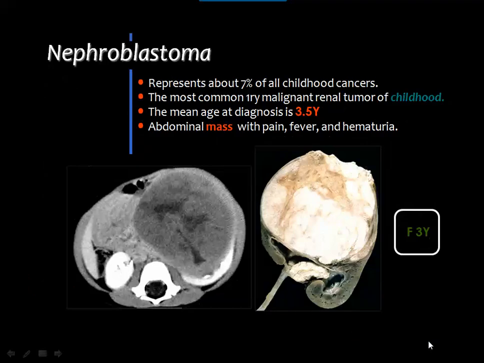Then we came to a solid lesion, which is seen in the pediatric age group, and this is Wilms tumor or the nephroblastoma. This represents about 7% of all pediatric cancers, and is the most common primary malignant renal tumor of childhood. The mean age for diagnosis is about 3.5 years, and the main presentation is by abdominal mass, and sometimes the patient is complaining of pain, fever, and hematuria.